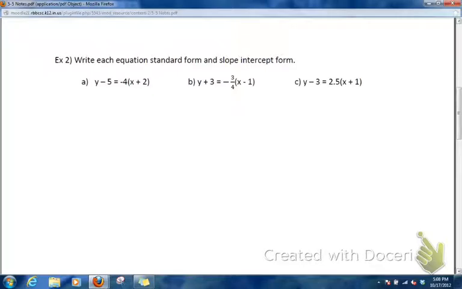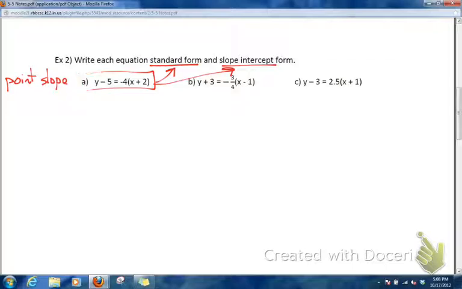So example 2, it actually wants us to do a couple things here. It wants us to write the equation in standard form and in slope-intercept form. And if you notice, they've started these equations. Look at that equation right there. That equation is already in point-slope form, the first form we talked about today. So they're kind of starting the problem in point-slope form, and they want you to manipulate it into standard and into slope-intercept form.